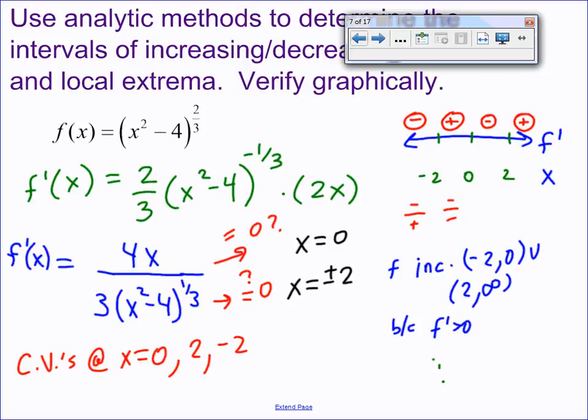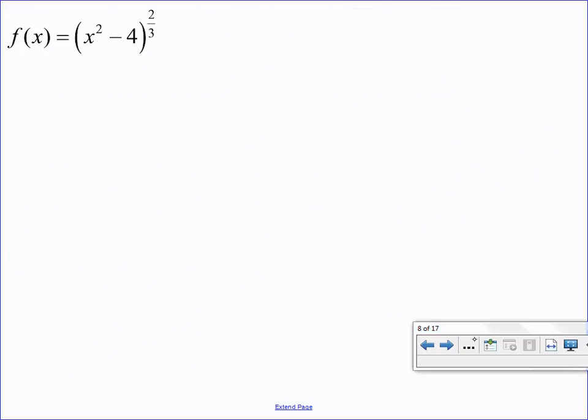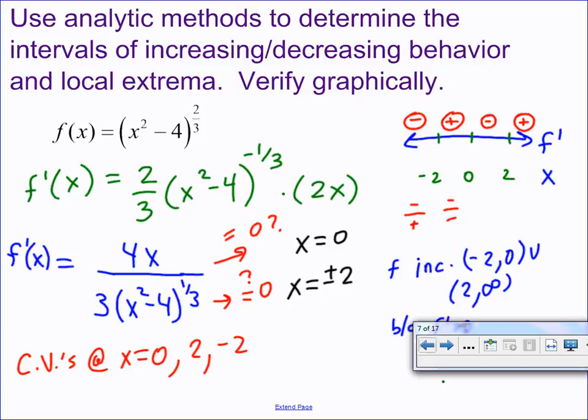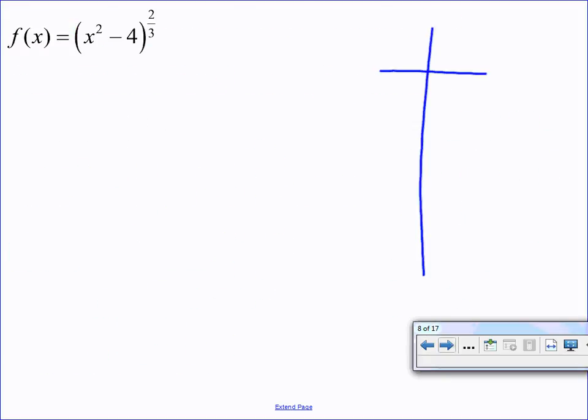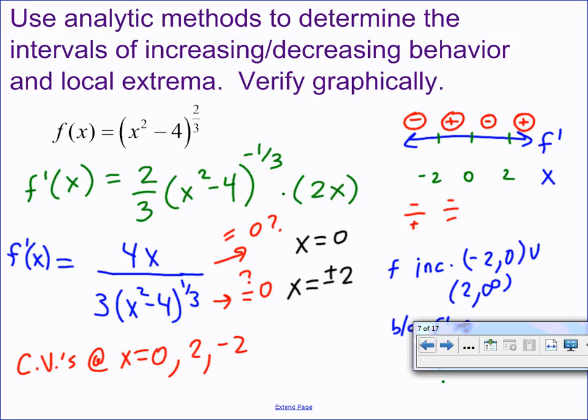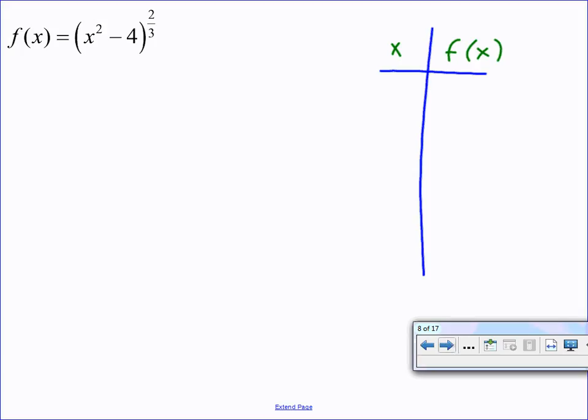Local extrema we needed. So I now need to include those critical values on a number line, and I can determine now my local extrema. When f prime switches from negative to positive, I expect to see a local minimum, because f switches from decreasing to increasing, and vice versa. So what do we need? We need x, f of x. We need negative 2, 0, and 2. And we'll evaluate my original function.